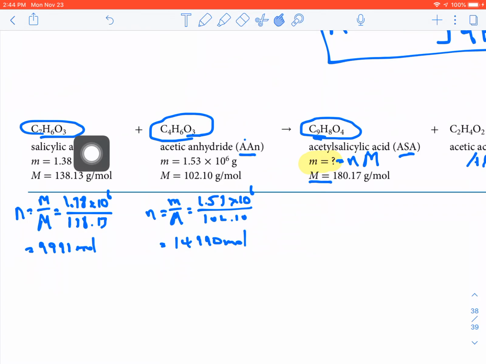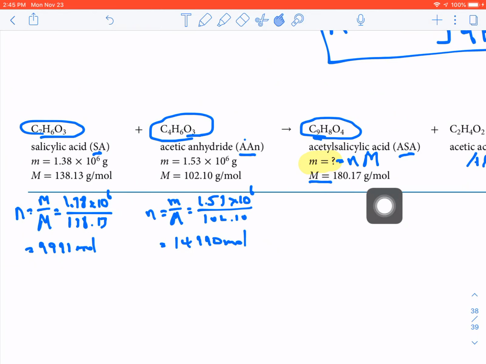The question was good enough to give me the molar masses without having to figure them out. Otherwise I would have to do 7 carbons plus 6 hydrogens plus 3 oxygens, go to my periodic table, and come up with my molar mass. Same thing with the acetic anhydride. Now, they've given me the molar mass for ASA also, for the acetyl salicylic acid, which is aspirin. Notice I see the word acetyl, which comes from here, and I see the salicylic acid, which is one of my starting ingredients also.